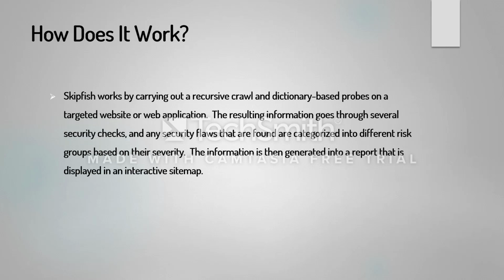Skipfish works by carrying out a recursive crawl and dictionary-based probes on a targeted website or web application. The resulting information goes through several security checks, and any security flaws that are found are categorized into different risk groups based on their severity. The information is then generated into a report that is displayed in an interactive sitemap.